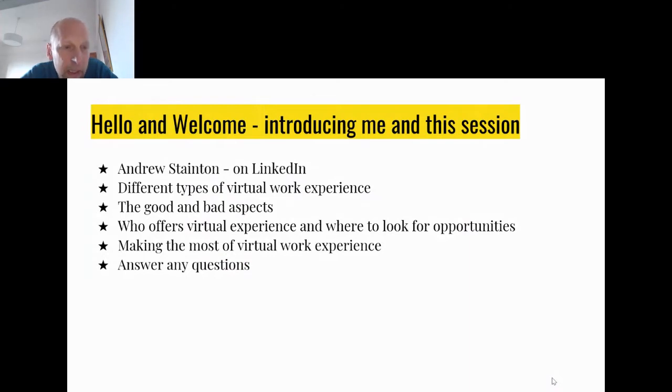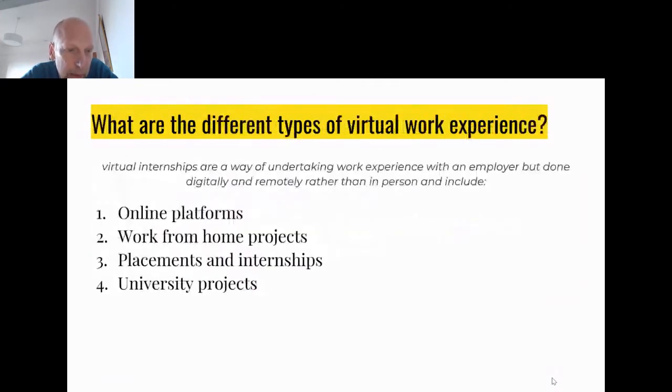So when we're talking about virtual work experience, what we're talking about really is a way of doing work experience with an employer, which is basically done either digitally or remotely rather than in person. And obviously, with the whole pandemic, it's suddenly become a much bigger thing than it used to be. And there are different ways to gain this kind of virtual experience, which I will talk through.